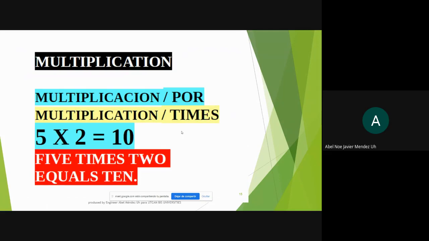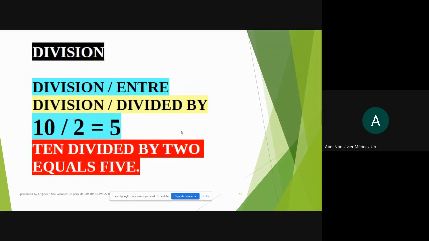Like parentheses. Okay, division, the operation of division. We have this operation: 10 divided by 2 equals 5. Okay, if you can repeat it after me, 10 divided by 2 equals 5.